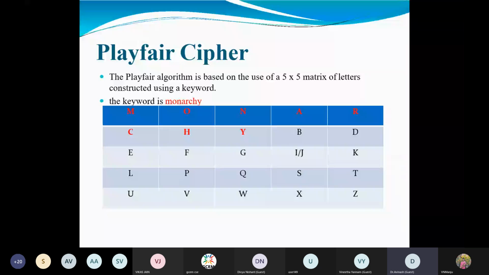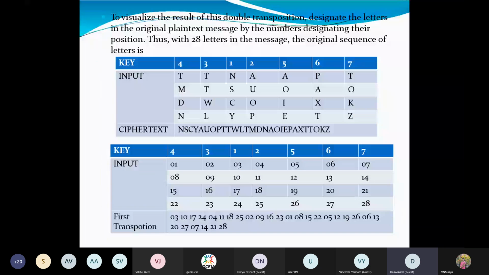To visualize the result of this double transposition, it designates the letters in the original plaintext message by numbers designating their position. Thus, with the 28 letters in the message, the original message letters look like this. That is, if the input is as shown, then at the different key positions, the output is shown like this, in the form of a ciphertext. But when you pass the input in the form of numbers, that is 01, 02, 03, 04, 05, 06, like this.